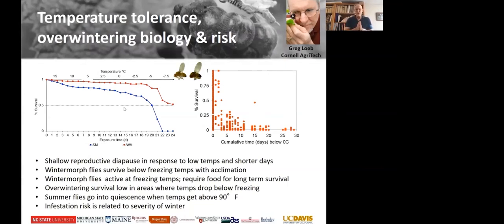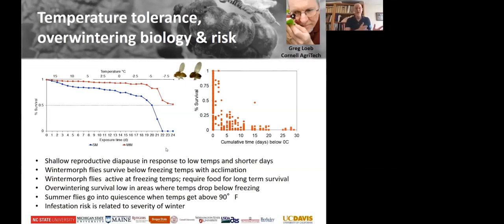But we do know that even winter morph flies are sensitive to cold and extended cold time periods. The graph on the right is field data that we've collected over several years that shows that the more days below zero or freezing really reduces survivorship. That has led to some really interesting results where we see a correlation between how cold and severe the winters are, especially in northern parts of their distribution, and risk for the next season. And we think we can use that to help growers anticipate future problems.